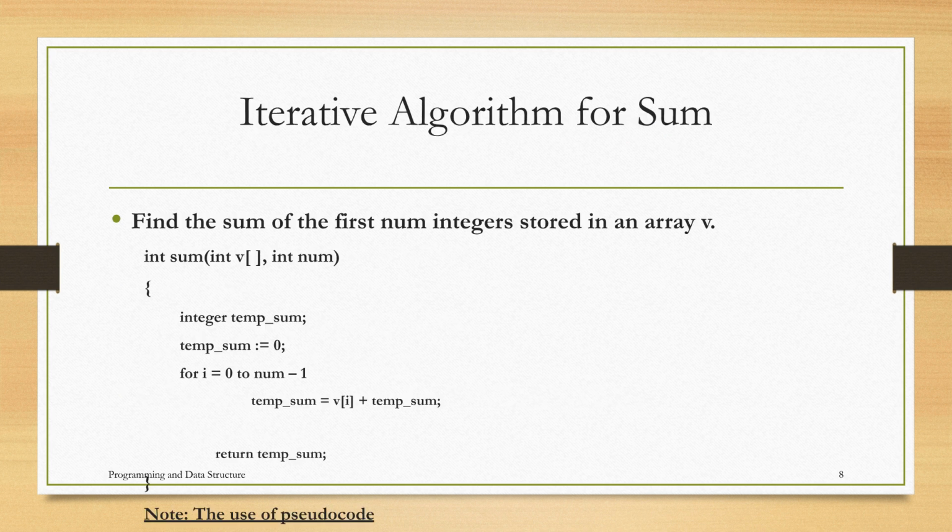Here's an iterative algorithm to sum the first num integers in an array V. The pseudocode shows initializing a temporary sum, then looping through the array to add each element.